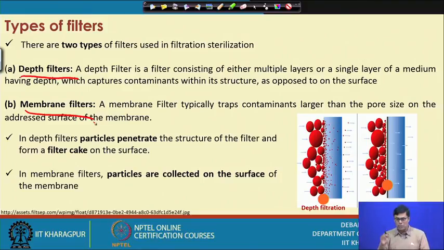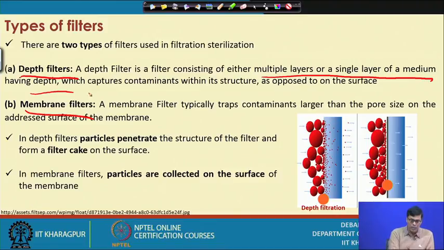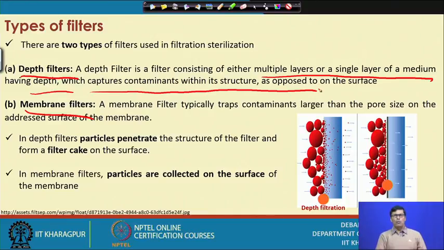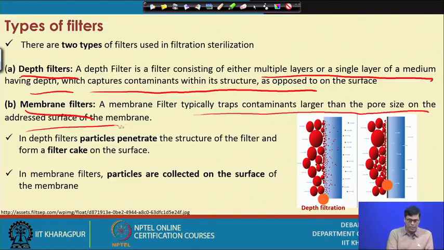Depth filter means it consists of either multi-layer or single layer of a media of depth which captures the contamination in the structure. I can give the example of hollow fiber membrane. It is a depth filter. It is not a membrane type of filter, but a membrane is a kind of sheet type of material. The membrane filter typically traps contaminants of large size at the surface of the membrane. In the depth filter, particles penetrate the structure of the fiber, and a filter cake forms on the surface.